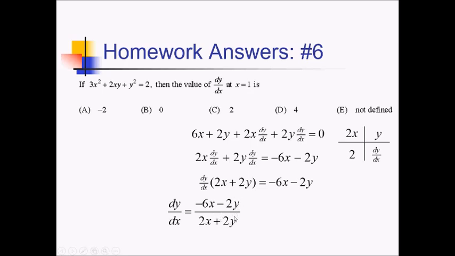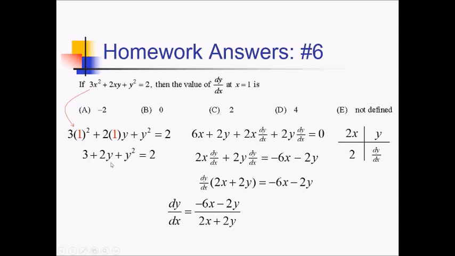So plugging in x, we've got 3 times 1 squared plus 2 times 1 times y plus y squared equals 2. So that's going to be, let's see here, 3 plus 2y plus y squared equals 2. And this is a quadratic, so let me just get everything on one side here. Let's subtract the 2 to get it over on the left. So I've got y squared plus 2y plus 1 equals 0.